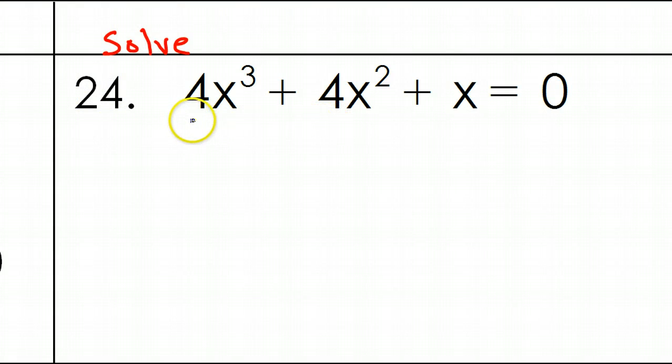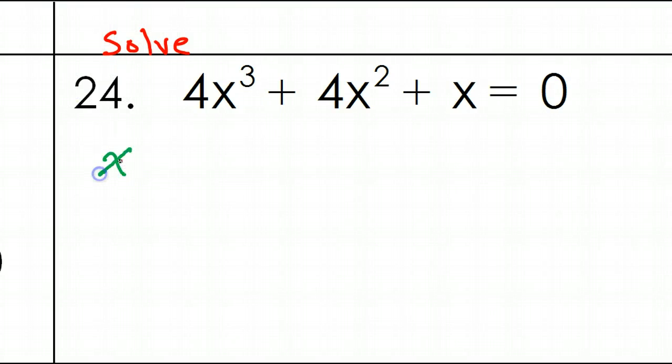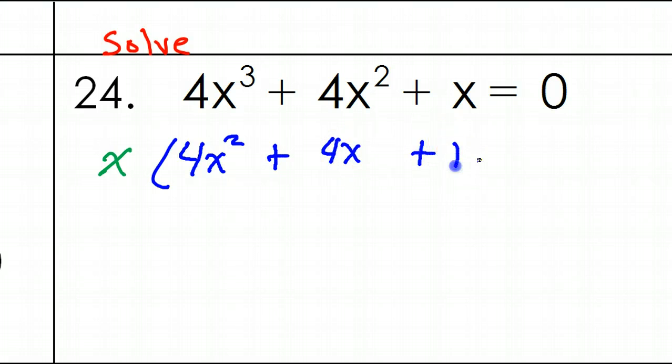Okay, so it's already set equal to 0. So let's go ahead and look for the GCF. So there's a common factor of x, so let's definitely bring that out. So we have x, and you know what, I want to do that in a different color. Okay, so we had a common factor, it's x. And that's going to leave 4x squared plus 4x plus 1. And it's still all equal to 0.